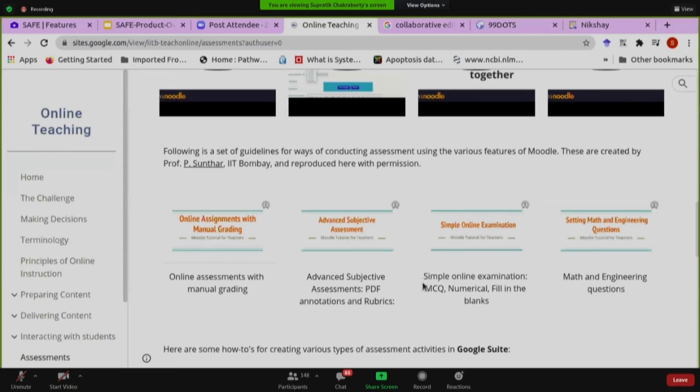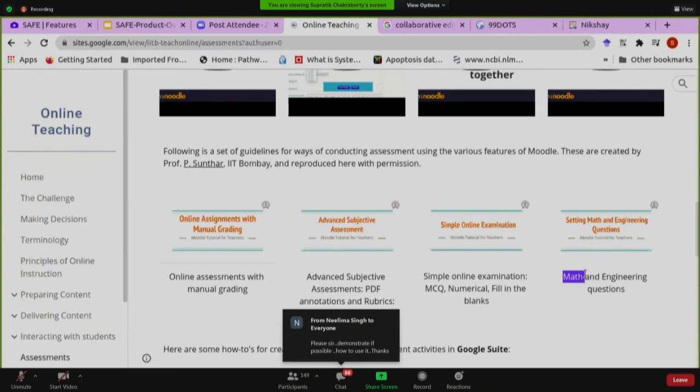For example, you can have online examinations with a mix of all of these: MCQs, numerical answers, fill in the blanks. All of these can be put together. You can provide diagrams, you can provide videos, you can provide audios as part of the quiz. So you can say, okay, here is a diagram, you can upload an image, and based on that diagram you can ask some questions, all of this.